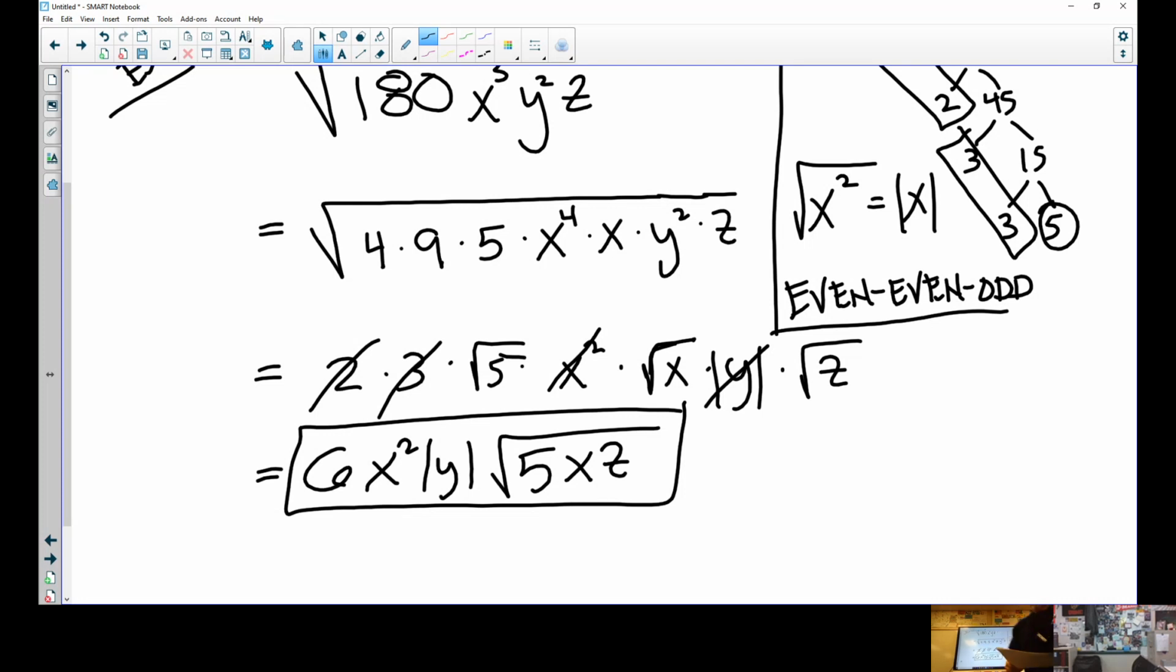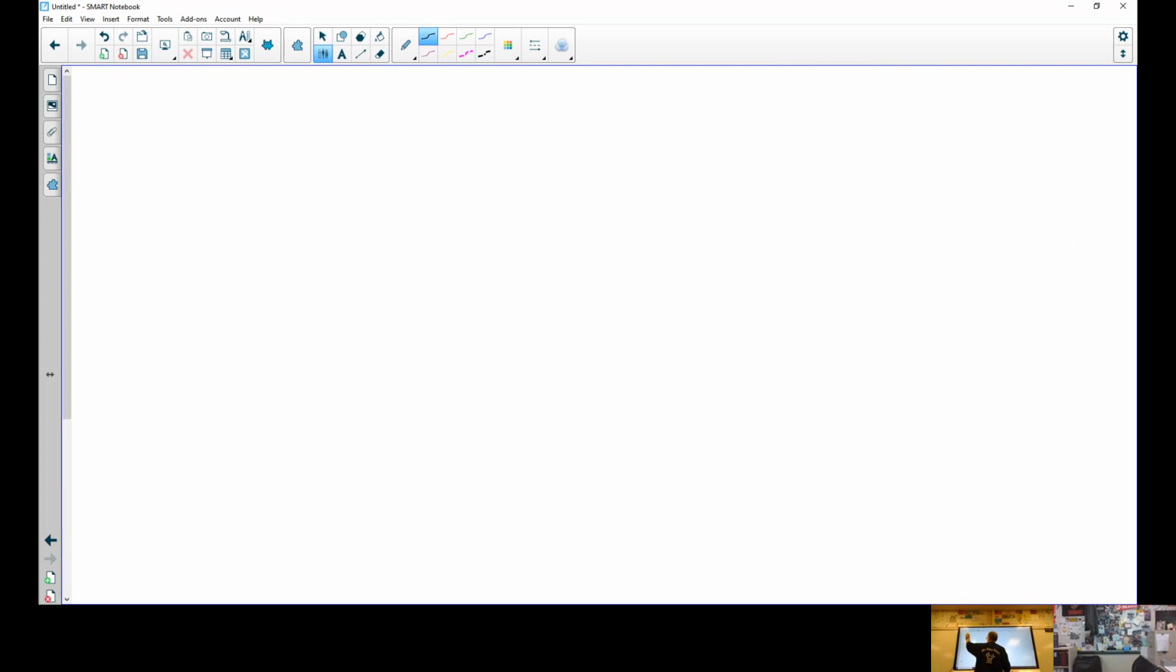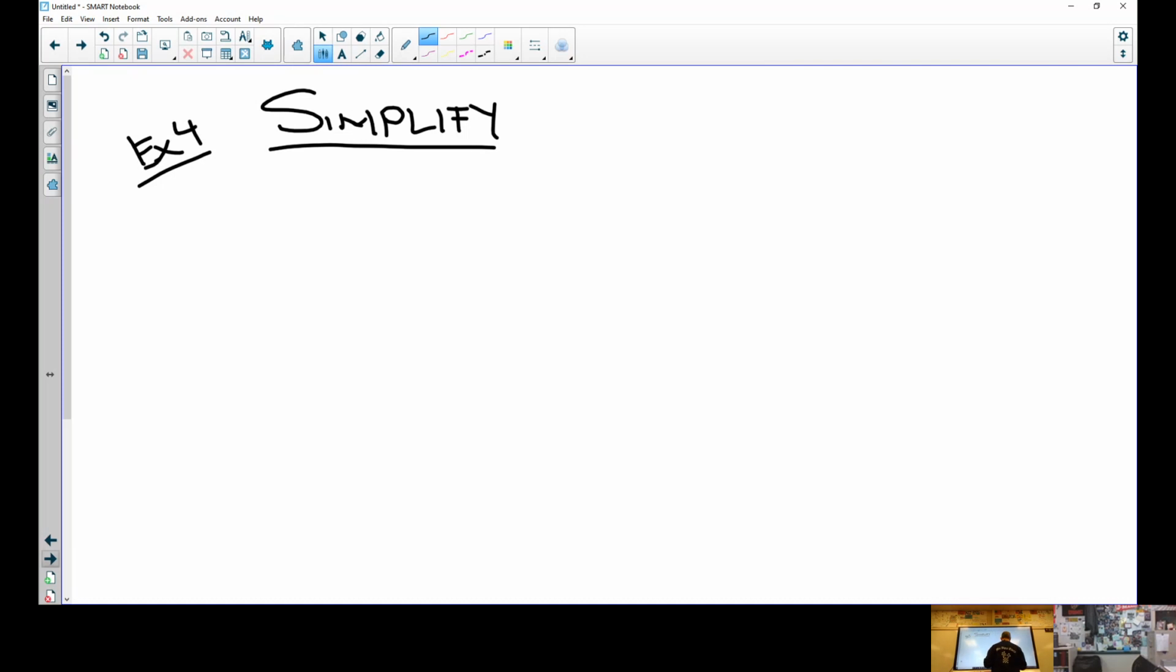One more example of this simplifying, and then we'll move on to a solve. All right. I think this is example 4 at this point. Again, simplify is the directions. And let's look at this one. Let's do the square root of negative 8 x to the 8th y cubed z to the 7th.